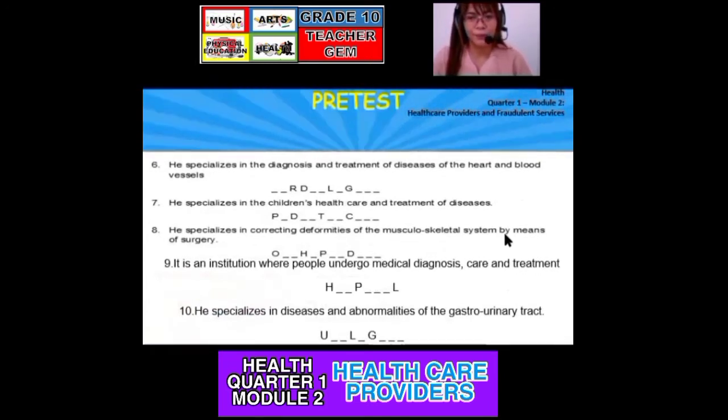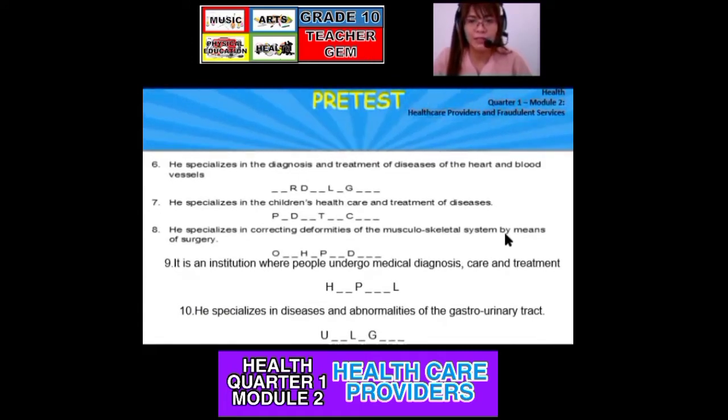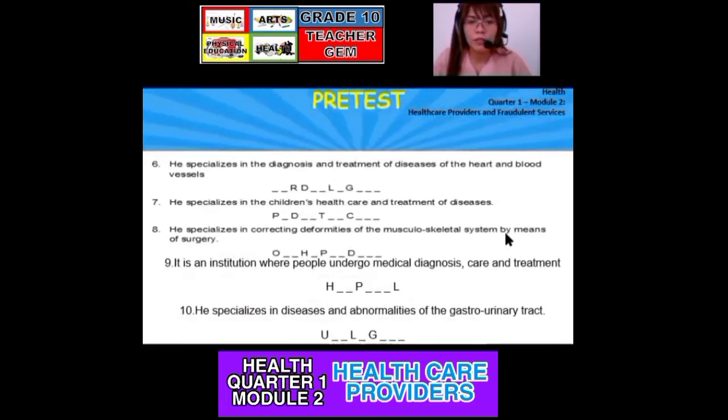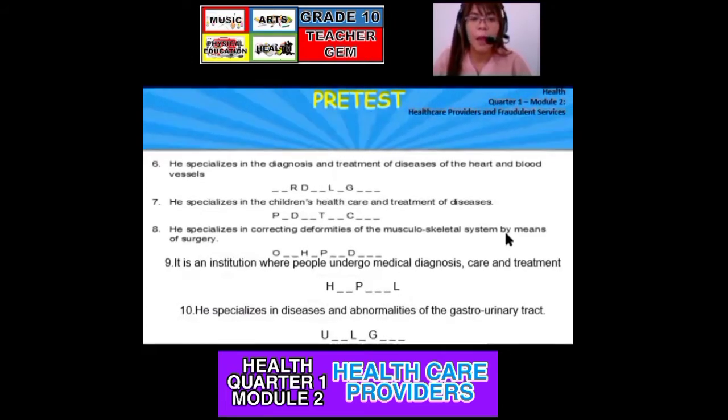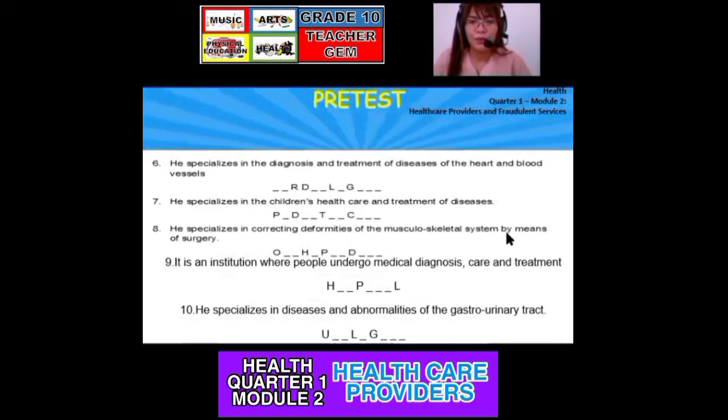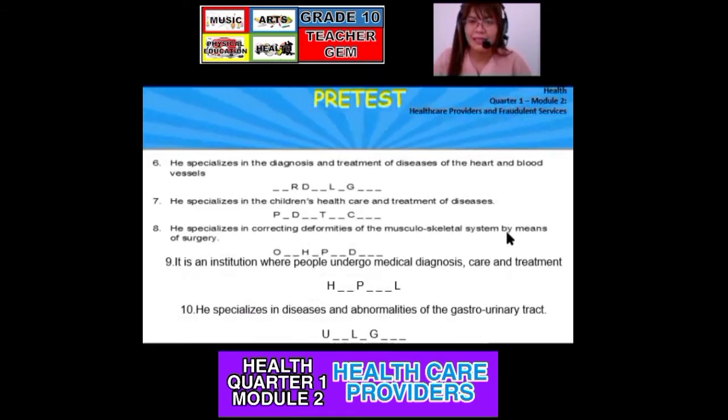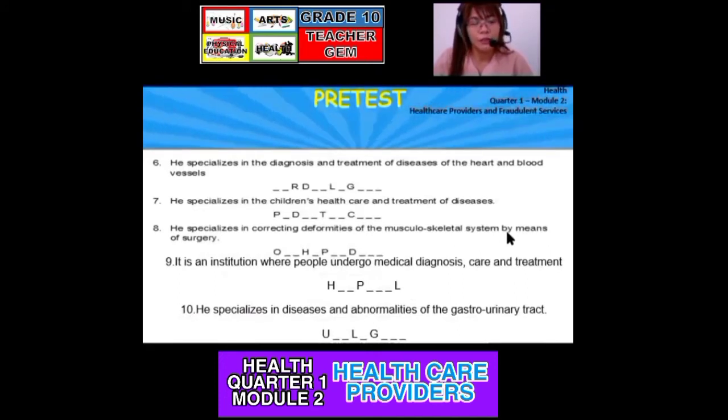Number 7. He specializes in children's healthcare and treatment of diseases. Number 8. He specializes in correcting deformities of the musculoskeletal system by means of surgery. And number 9. It is an institution where people undergo medical diagnosis, care, and treatment. And lastly, he specializes in diseases and abnormalities of the genitourinary tract.